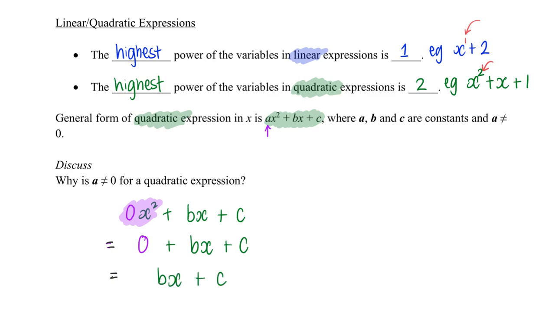bx plus c. And what expression is then bx plus c? The highest power is 1. That means this is a linear expression and not a quadratic expression when a equals to 0. Okay?